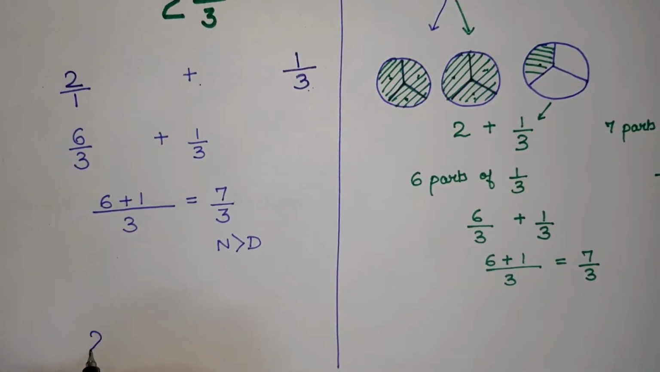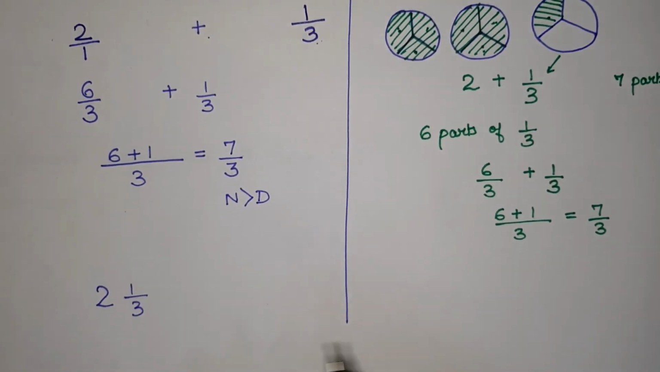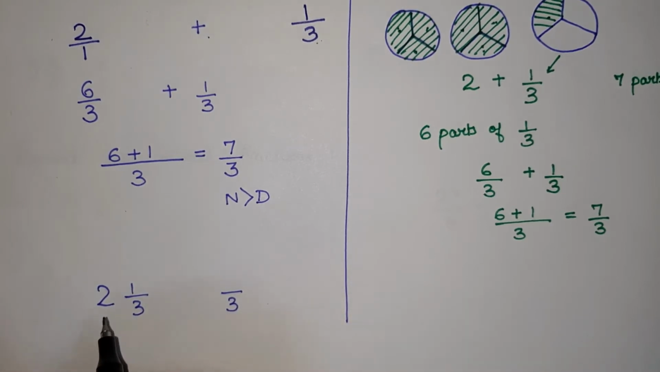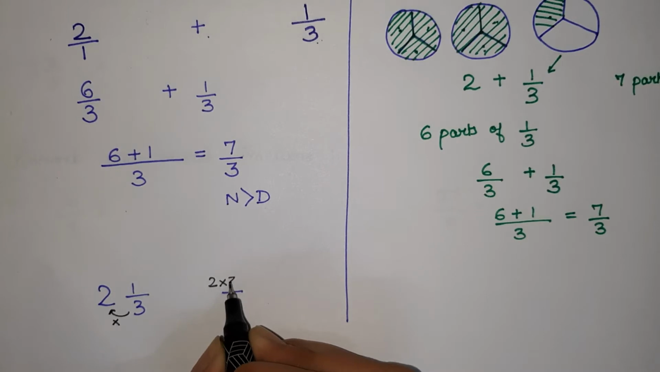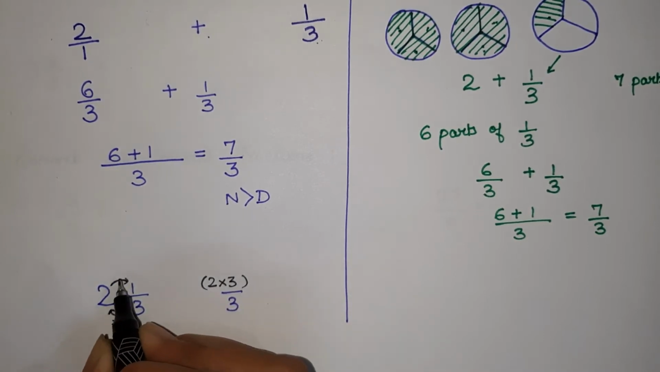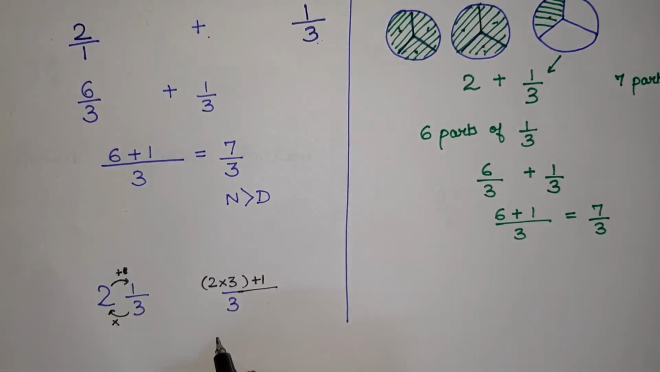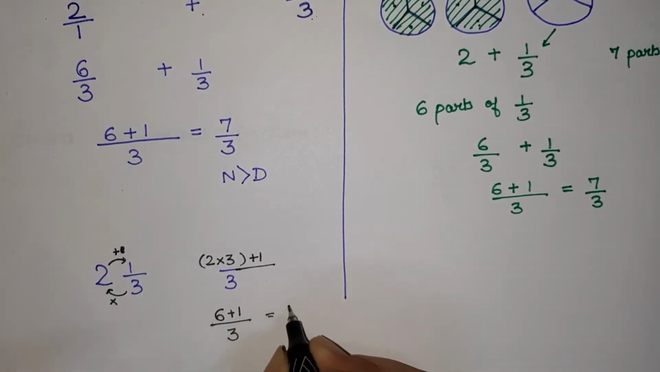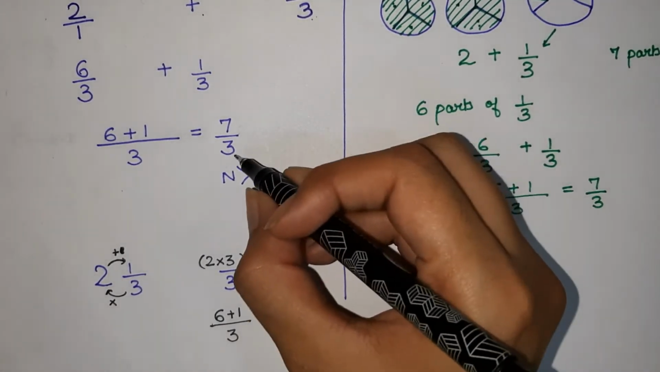If there is 2 1 by 3, which you also know its answer is 7 by 3, we can say the denominator is 3 as it is. We will multiply 3 with 2 and add the numerator. 3 multiplied by 2 is 6 plus 1 upon 3. 6 plus 1 is 7 and the denominator as it is. It is also 7 by 3.